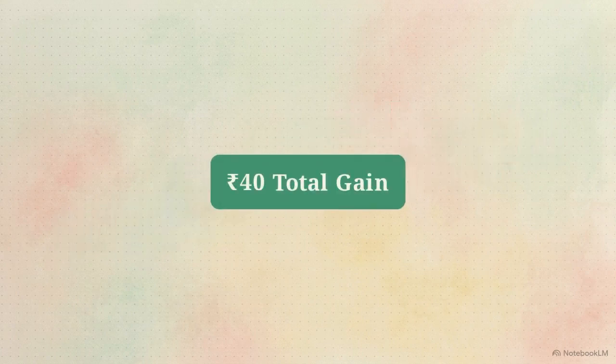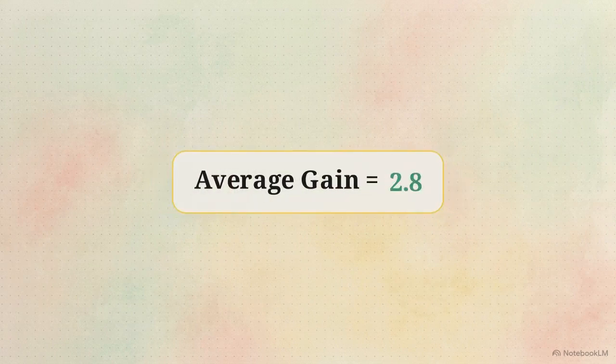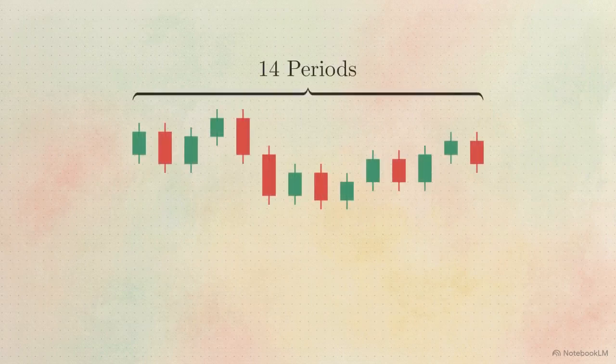The formula divides that 40 rupee total by the 14 periods, producing an average gain of 2.8. This figure provides a concrete mathematical value for buyer strength over the last 2 weeks. Now we look at the same window to determine seller strength.